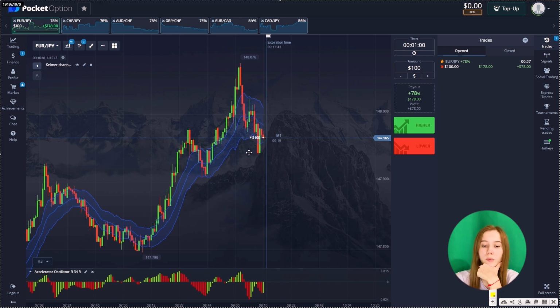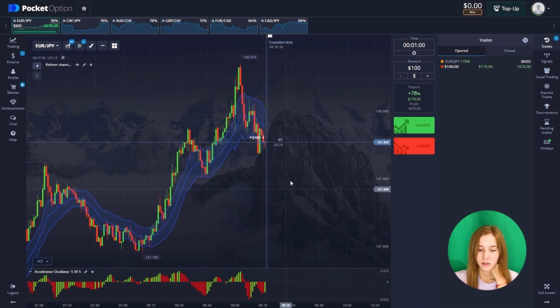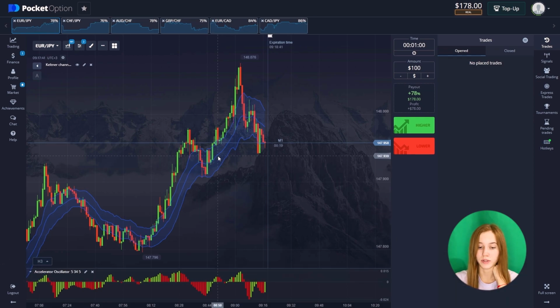What else we see here? We can look at our oscillator. We see that we have a downward trend, green bar due to this recovery, but still in general the downward trend will most likely continue, highlight relative to the area of support and resistance. We move towards it. Let's see. Yeah, good. Our deal is going into plus. Profit is $78 because payout percentage was 78, and our balance is $178.